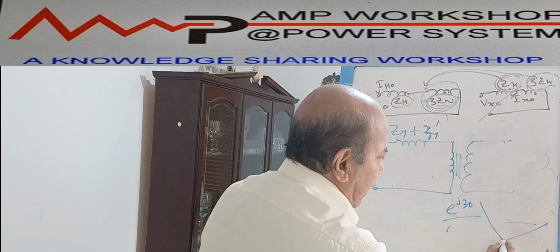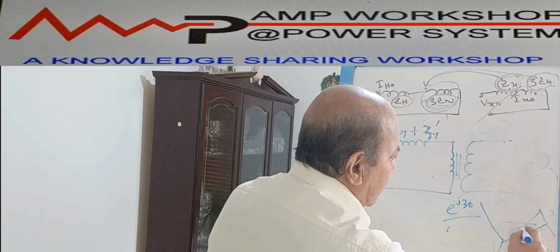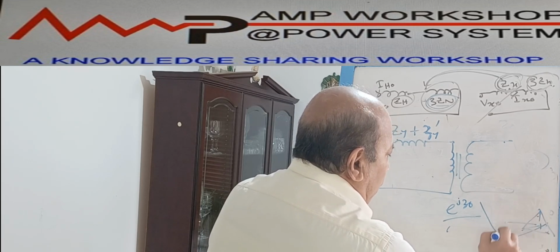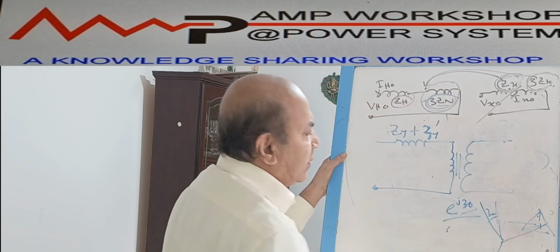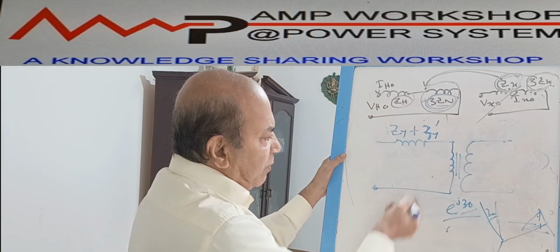Our vector diagram was like this and delta was like this. So for the delta voltage over there, this angle is 30 degree. So that is e^(j30). So that is the positive sequence.